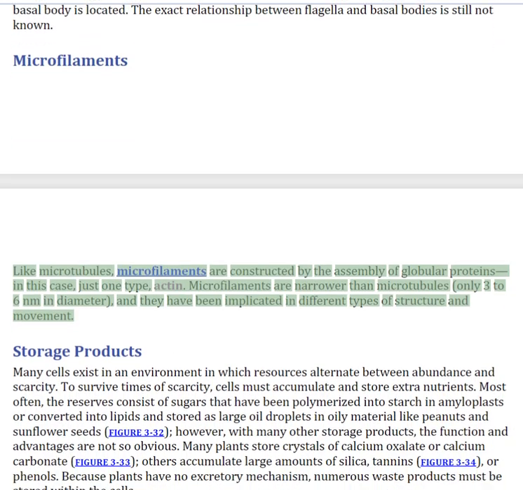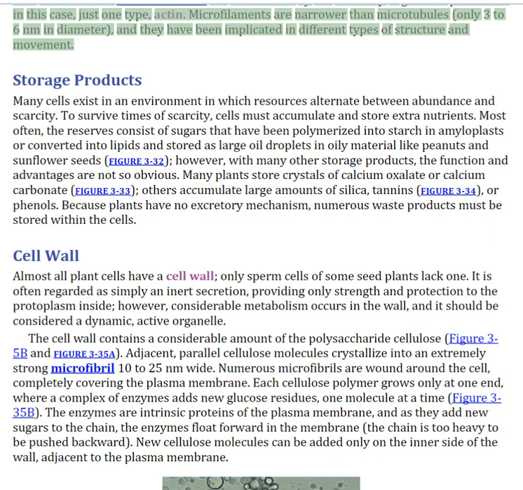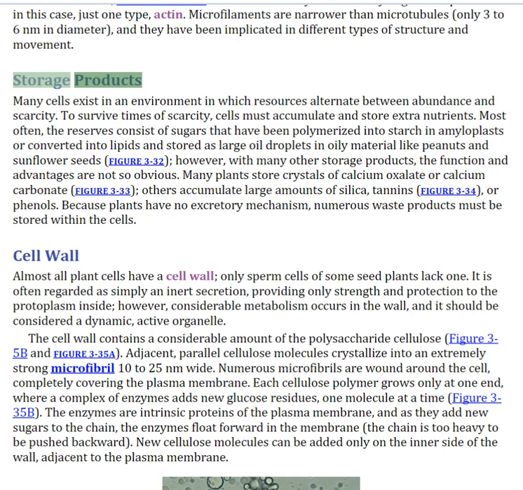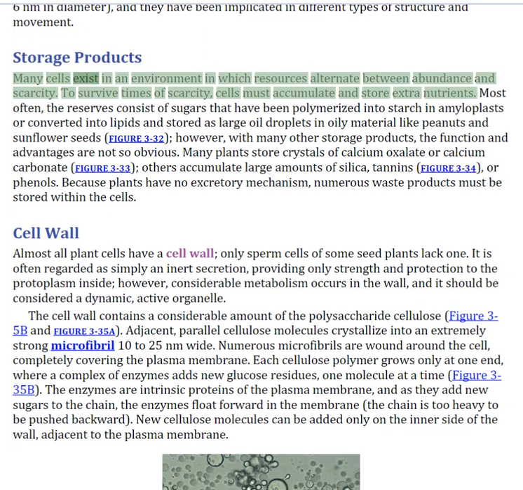Microfilaments. Like microtubules, microfilaments are constructed by the assembly of globular proteins, in this case, just one type, actin. Microfilaments are narrower than microtubules, and they have been implicated in different types of structure and movement. Storage products. Many cells exist in an environment in which resources alternate between abundance and scarcity. To survive times of scarcity, cells must accumulate and store extra nutrients.